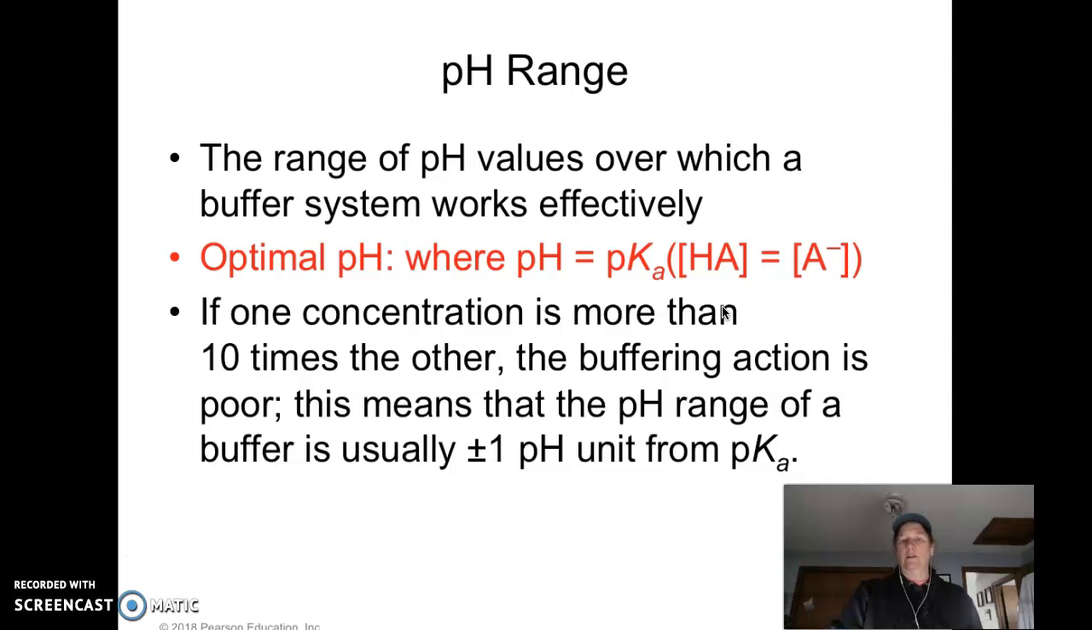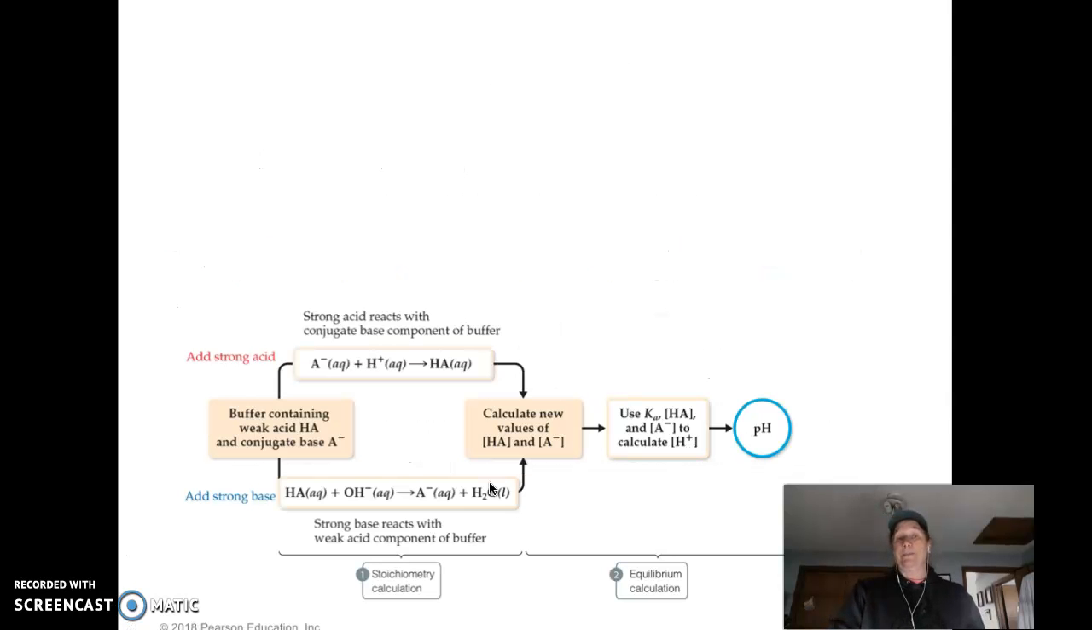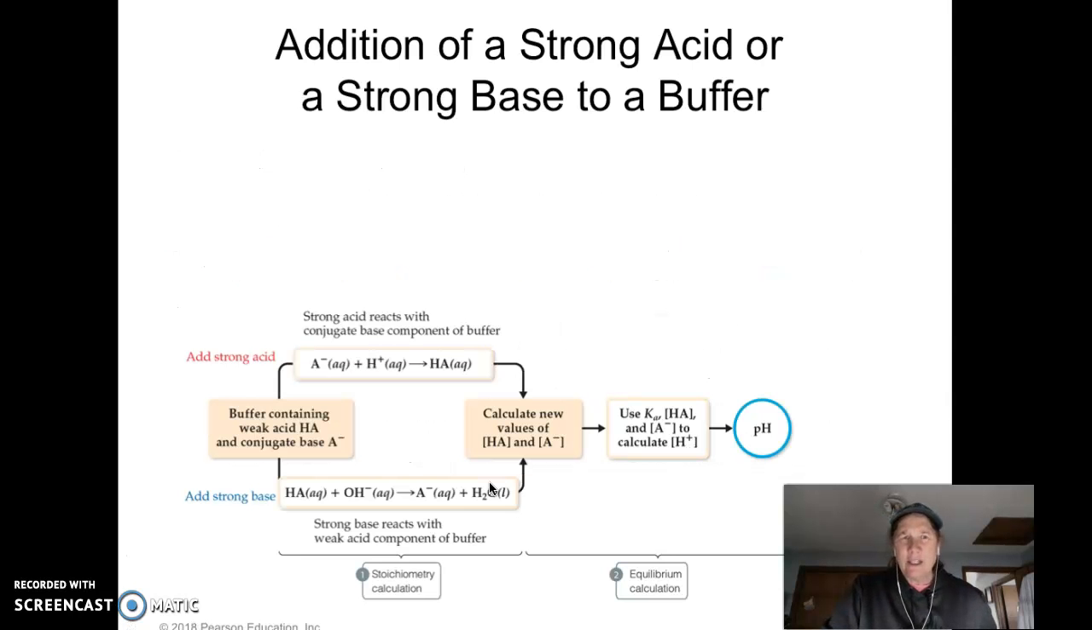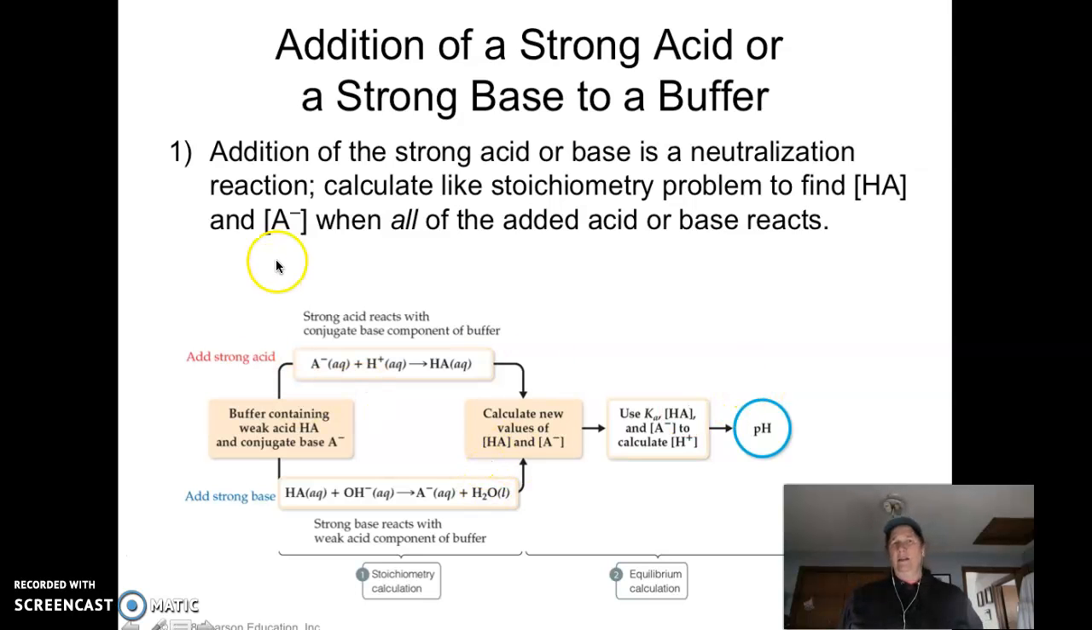It'll last longer. This means that the pH range from a buffer is usually 1 pH unit from pKa. So you want it to be close. And again, you want their concentrations to be similar to each other if you want them to work. This is an addition of what happens when you add a strong acid or a strong base to a buffer. And again, it depends on their concentration.